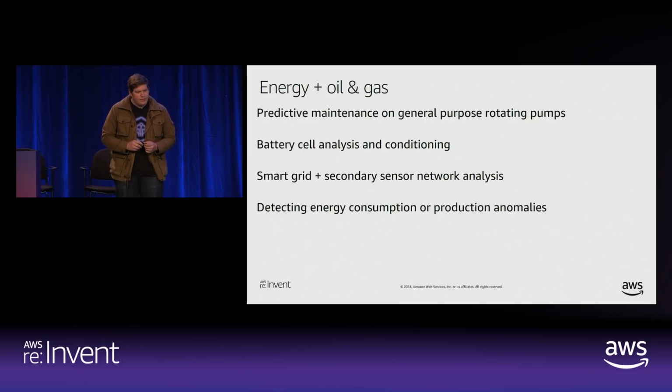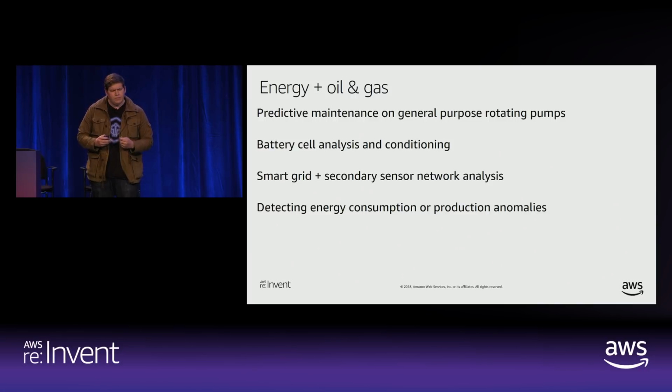Smart grid and secondary sensor network analysis. A lot of energy companies today are starting to deploy new IoT sensors, and they want to be able to marry that data to the existing data that is coming off of their smart grid so that they can make better decisions. And then detecting energy consumption and production anomalies, primarily production anomalies.